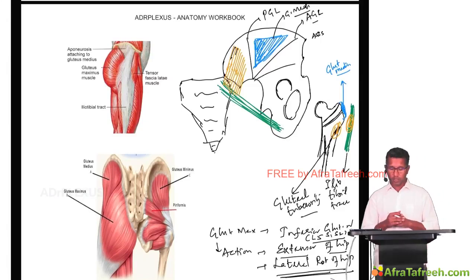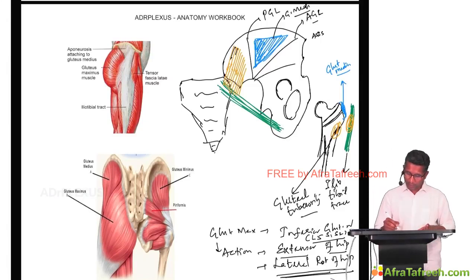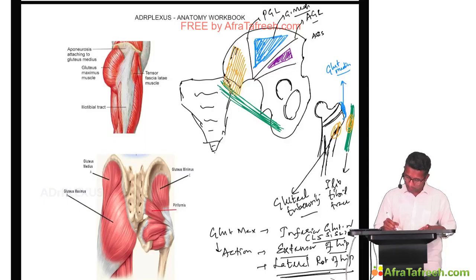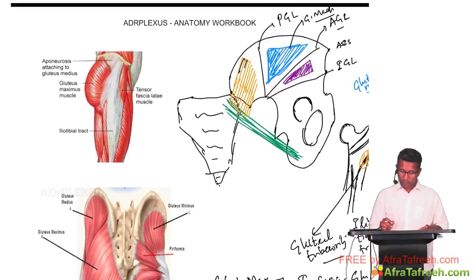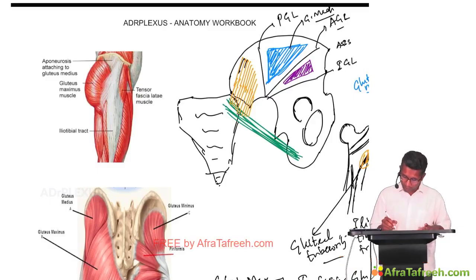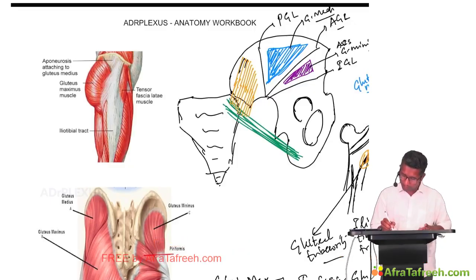Now where is this minimus muscle? I will use a different color here. The minimus muscle arises between the inferior gluteal line and the anterior gluteal line. So this muscle takes its origin from the area between the inferior gluteal line and the anterior gluteal line. This muscle is called the gluteus minimus muscle.